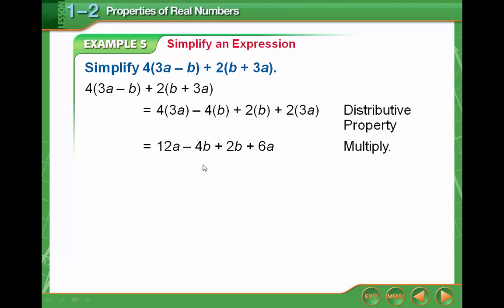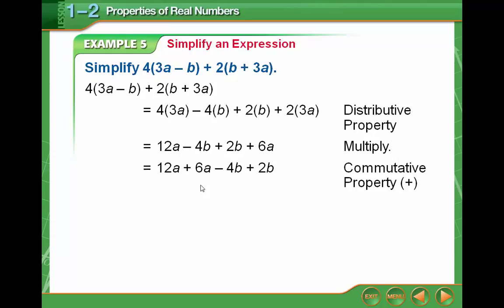And we can use the commutative property, so we put a next to a and b next to b. After that, we can combine like terms: 12a plus 6a is 18a, and negative 4b plus 2b is negative 2b.